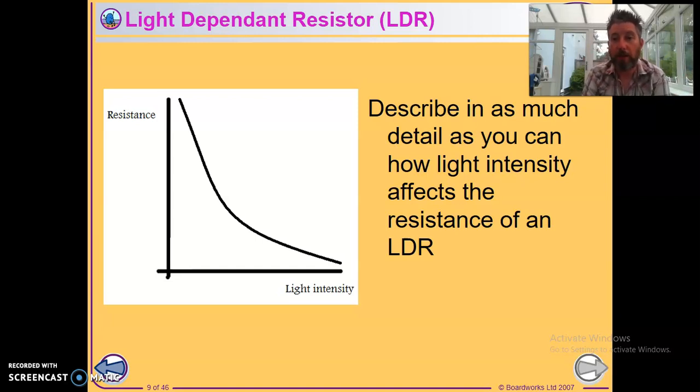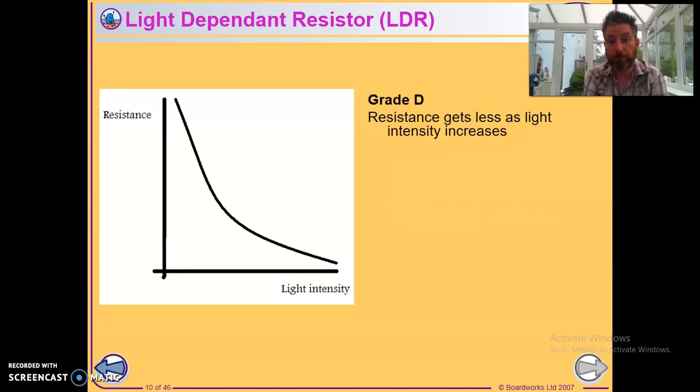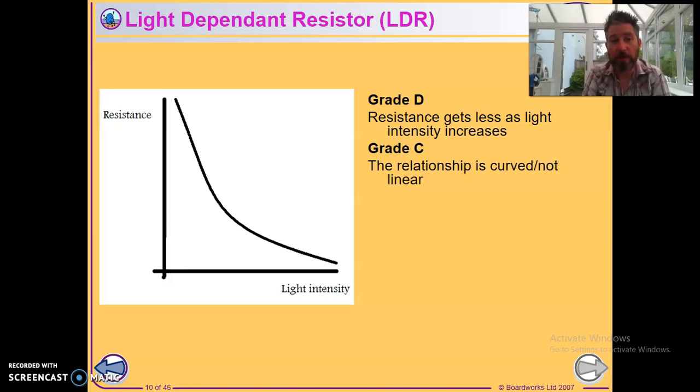So again, look at the graph, describe as much detail as you can. Again, pause it, have a go, and I'll go through the answers in a second. So 3, 2, 1. Right, so let's have a quick look then. Well, it's the same as the other one, isn't it? The resistance gets less as light intensity increases. Yep. It's a curve, it's not a straight line.